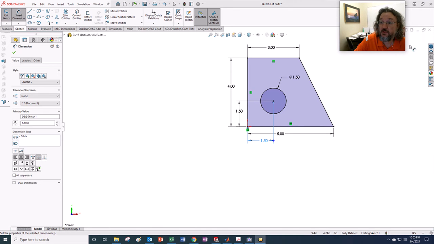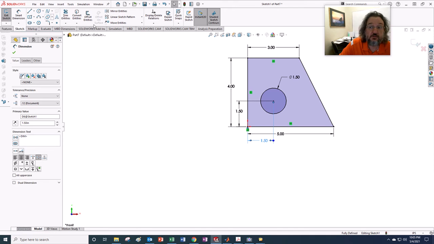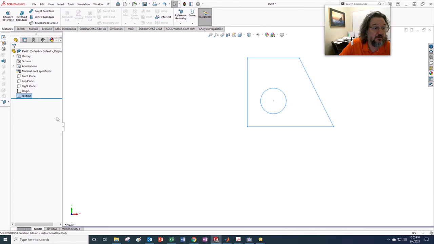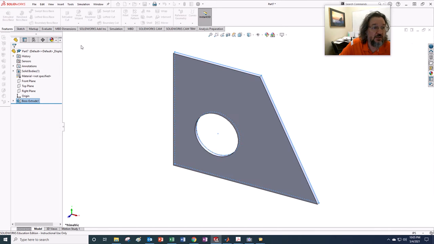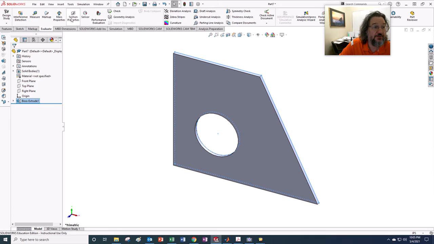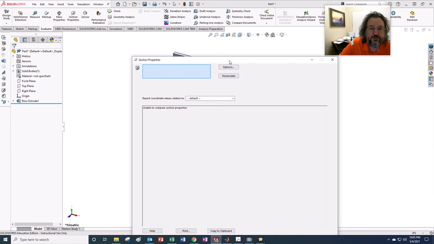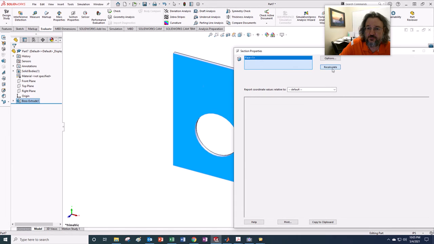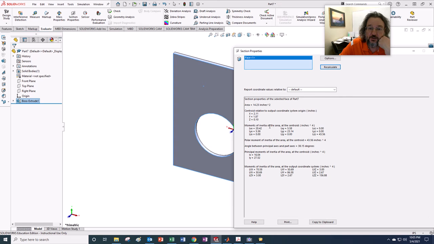Move my ugly mug out of the way. I guess I can turn off this. Let's say done with that. That's extrude. Doesn't matter how deep we make it. And we'll evaluate and see what we did. Section properties. We need to touch on it first. Recalculate. Let's see. Oh boy.